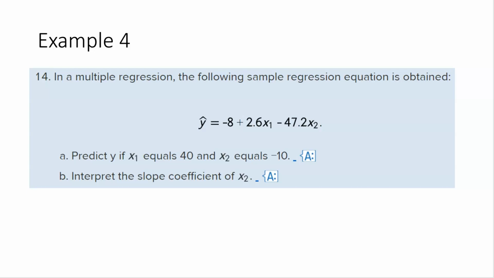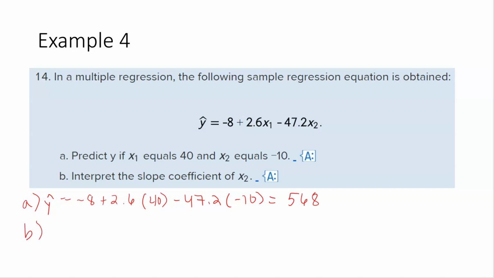So we've got this multiple regression. We have two x values. Predict y if x1 equals 40 and x2 equals 10. So here we've got our y predictor, our y hat there. So we'll just go ahead and plug that in. So -8 plus 2.6, our x1 is 40, our x2 is -10. When we type that into our calculator, we should get 568.